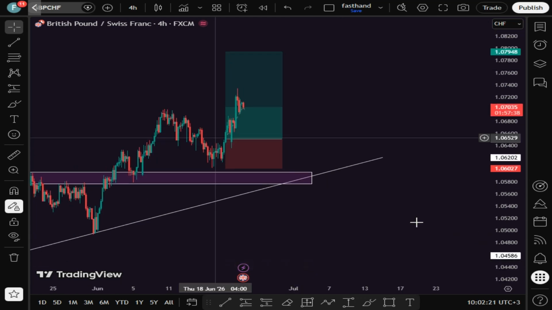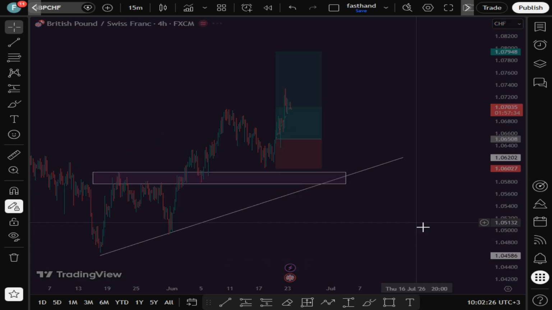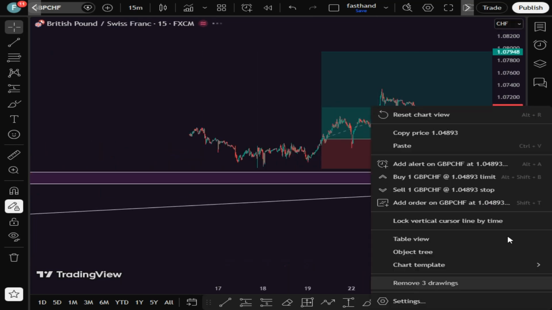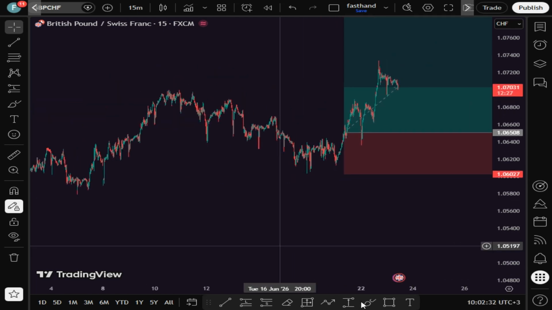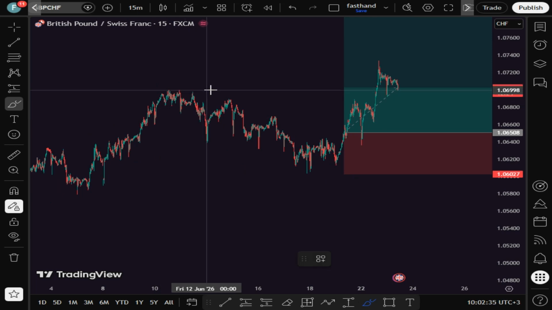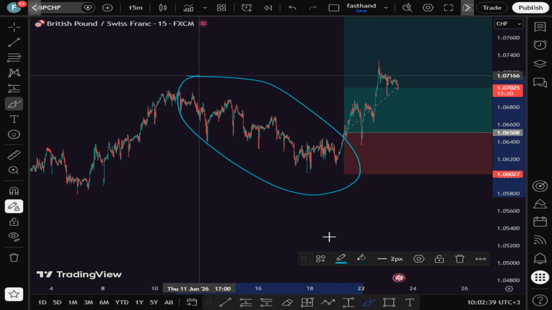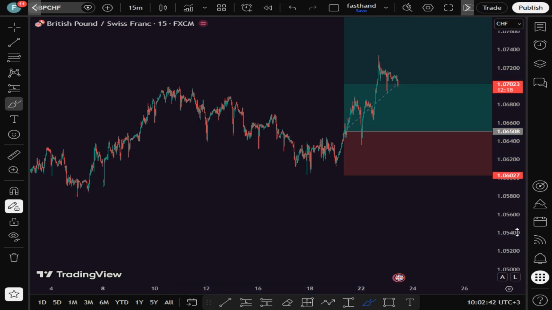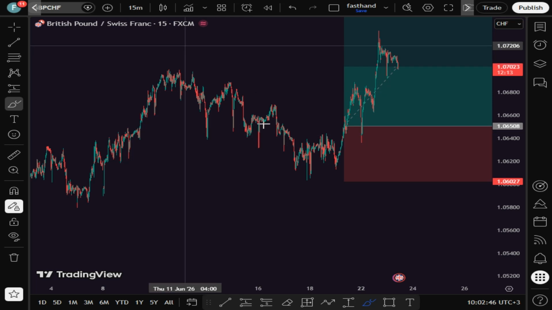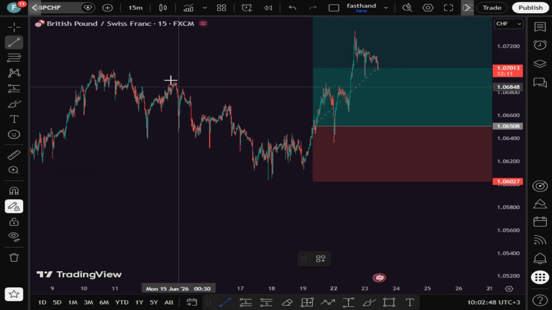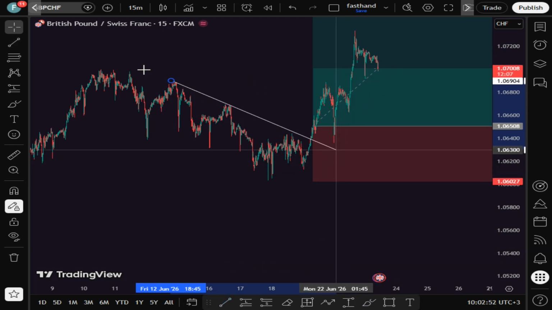Now, let me see what price did at the 15 minutes. I can remove this, I don't need it. At the 15 minutes, guys, if you watch my videos talking about entries, remember from the daily time frame we are supposed to look for buys, but on the lower time frame price is giving us a bearish channel. All we need to do is make sure that price has done away with this bearish channel.